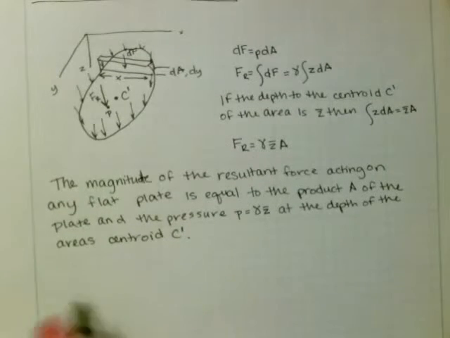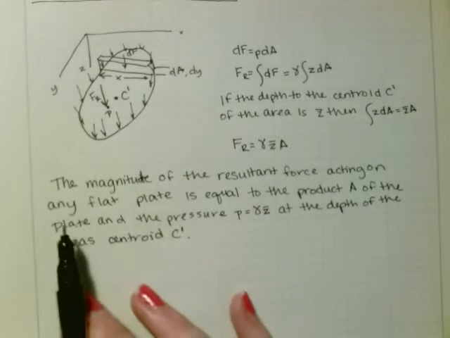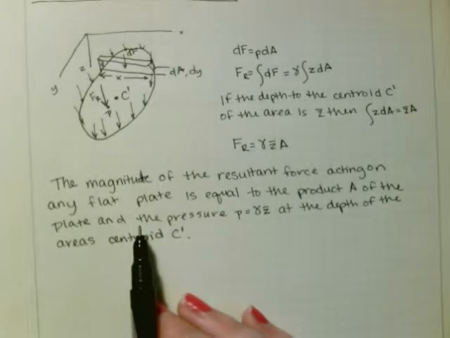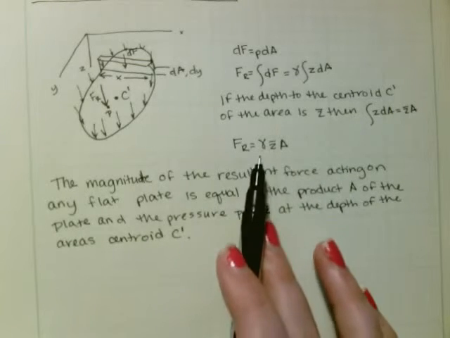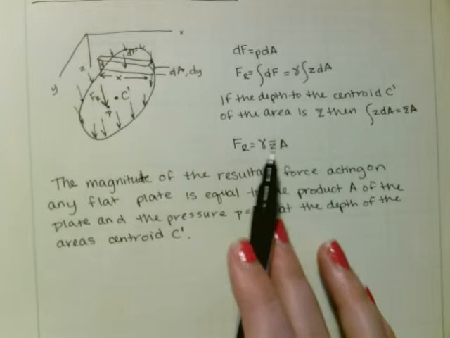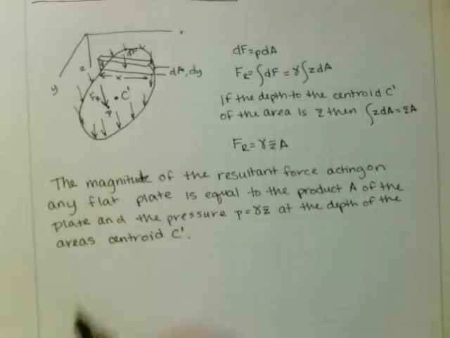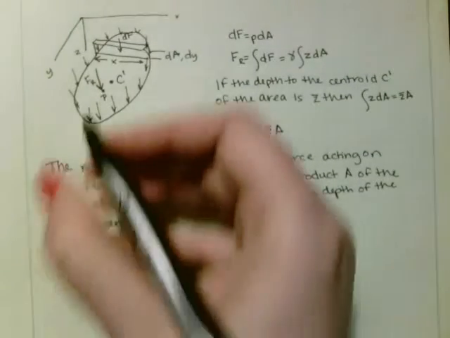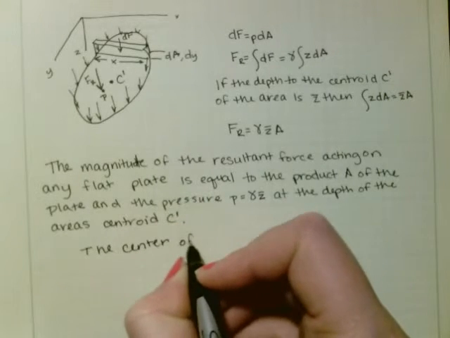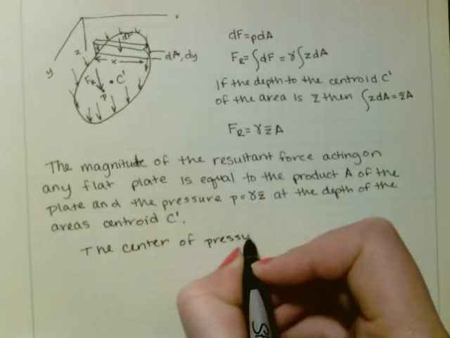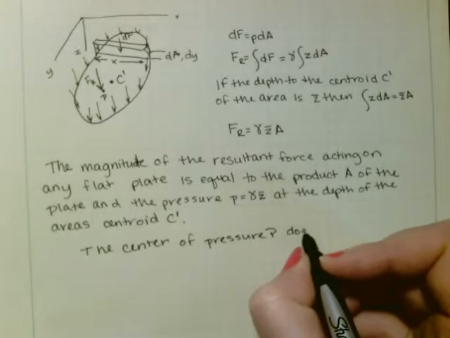So this is a general rule that can apply to any of the plates, being that the magnitude of the resulting force acting on any flat plate is equal to the product A of the plate and the pressure P, gamma Z, like specific gravity Z bar, at the depth of the area's centroid C prime. Something to note here is that the center of pressure P does not coincide with C prime.